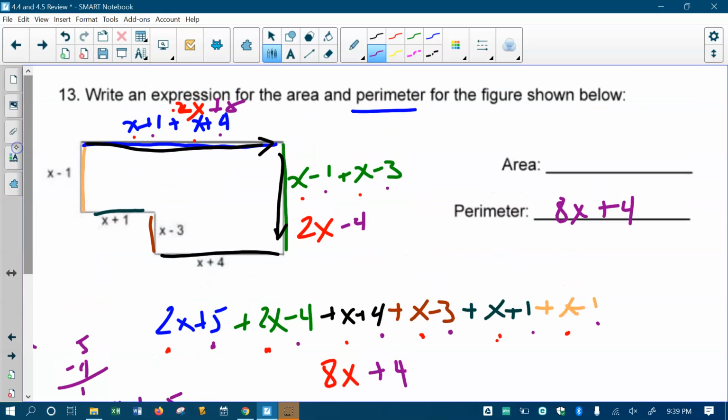Now, there was a shortcut to it. I'll leave you to see if you can figure out what that shortcut was, but this is definitely one way of solving the problem, one that hopefully you can understand. Actually, I'll write down the shortcut in case you're curious. The shortcut would have been 2 times 2x plus 5 plus 2 times 2x minus 4. This is definitely the easy way of going about it.